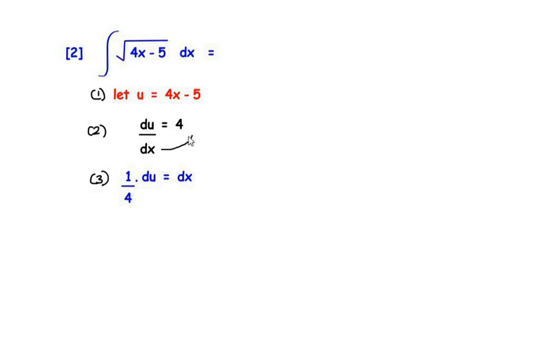So we are going to take dx on the other side of the equal to sign and 4 is going to take its place, giving us 1 over 4 times du is equal to dx. Now once we have got all these, we have to substitute these terms in the main function.